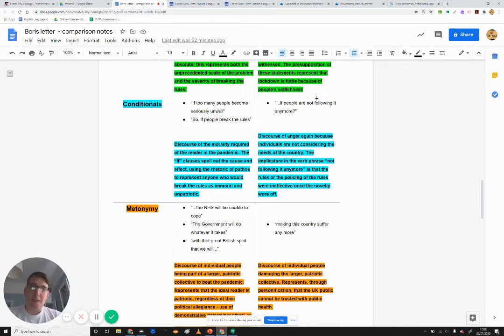And again, they use a conditional in a different way. Obviously, the context of that is important because it's an open discussion, whereas the letter is saying there can't be any open, honest discussion about this. This is what needs to be done. And again, you can think about the difference in the genres that come with that.